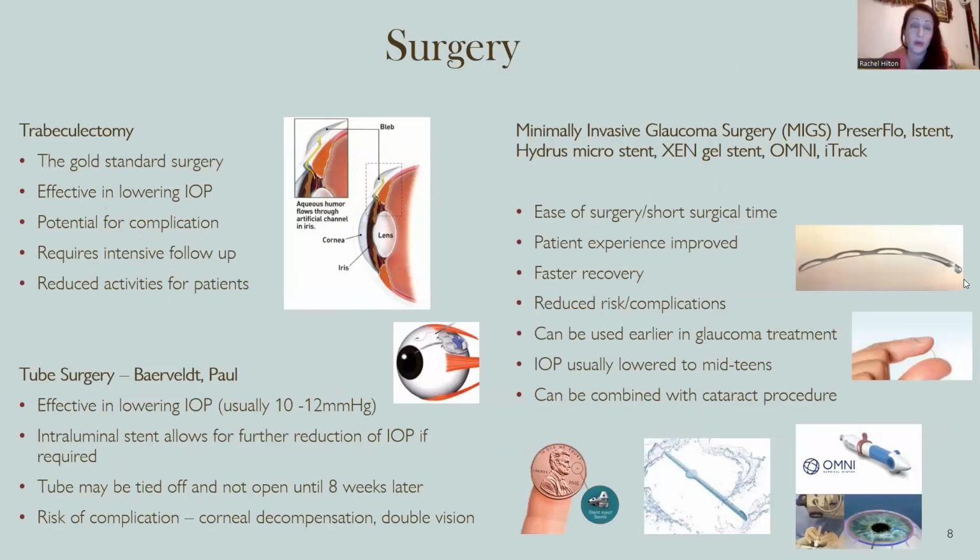And surgeries. I won't go into all the details of these surgeries, but just to mention a few of the key ones you may have heard of: trabeculectomy, tube surgery, and minimally invasive surgeries. They're three main groups, if you like. Trabeculectomy is our gold standard surgery that we've been doing for a very long time. What we're aiming to do with all of the surgeries is reduce the pressure by creating a bypass of the drainage system, and creating a permanent outflow for the aqueous.